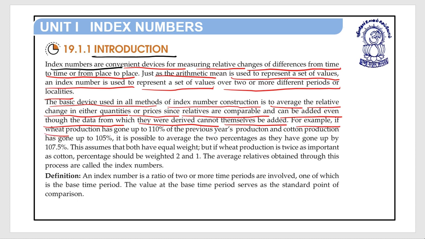For example, if wheat production has gone up to 110% of the previous year's production and cotton production has gone up to 105%, it is possible to average the two percentages, as they have gone up by 107.5 percent.